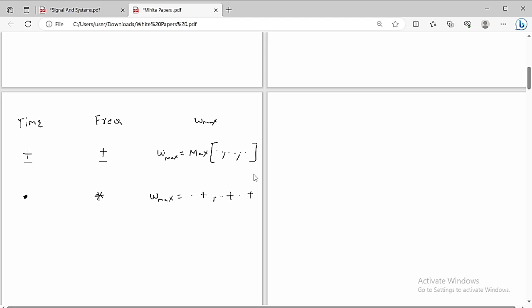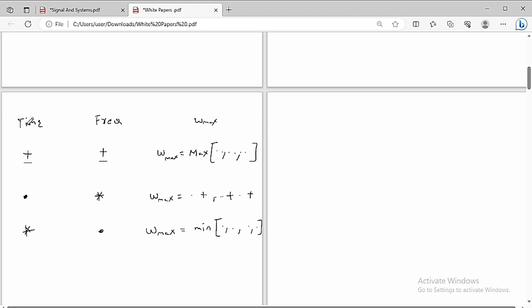So you have to go for the addition. Check now. Convolution in the time domain is multiplication in the frequency domain. So here omega max is nothing but the minimum value. It is a minimum value. So this point always you have to keep in mind.